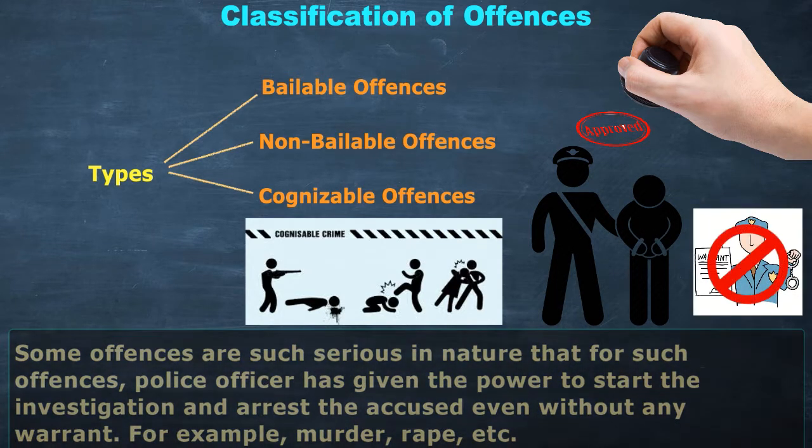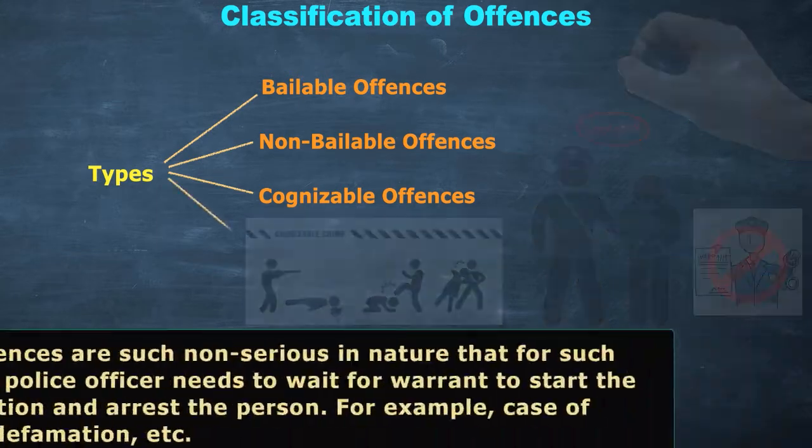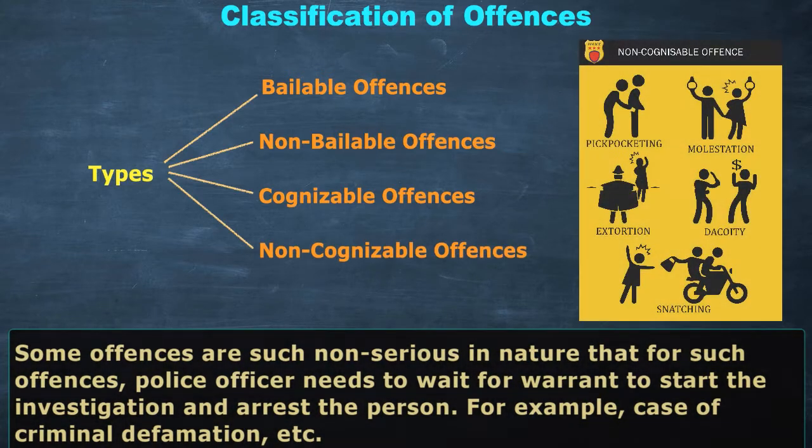Pay attention. In respect of cognizable offenses, police has the power to start investigation and to arrest the accused without warrant. For example, murder, rape, etc. Next one is non-cognizable offenses. Some offenses are so non-serious in nature that for such offenses, a police officer needs to wait for a warrant to start the investigation and arrest the person. For example, a case of criminal defamation.